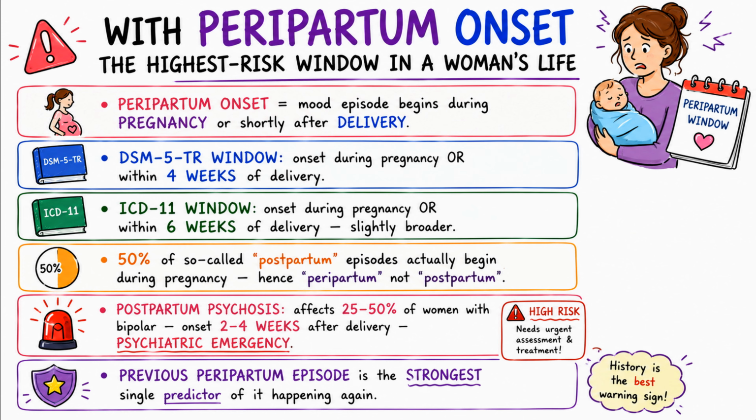Because around half of so-called postpartum episodes actually begin during the pregnancy itself. The most severe expression is postpartum psychosis, affecting between a quarter and half of all women with bipolar disorder, typically appearing 2 to 4 weeks after delivery, and representing a psychiatric emergency requiring immediate admission. The strongest predictor of it happening again, it happened before.